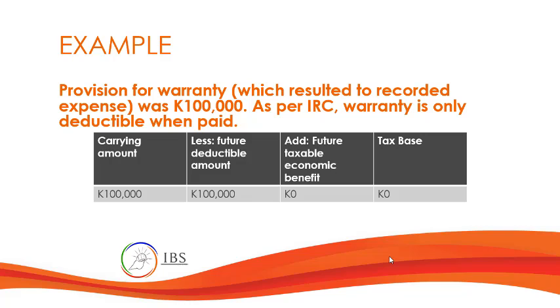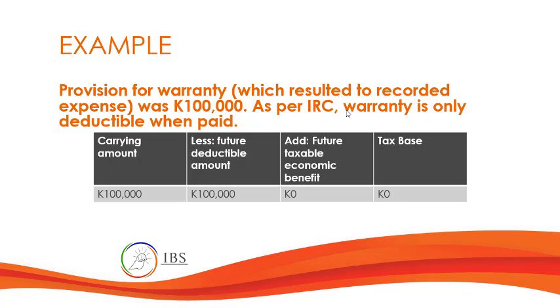Carrying amount, that is 100,000 kina, less future deductible amount, 100,000 kina. The reason why it's a future deductible amount, currently you are not allowed to deduct this as an expense as per IRC. Take note, we're talking about the IRC rule. Now, in the future, which means maybe next year when we paid these provisions, then it will be a deductible amount. So that is the reason why we call it future deductible amount.